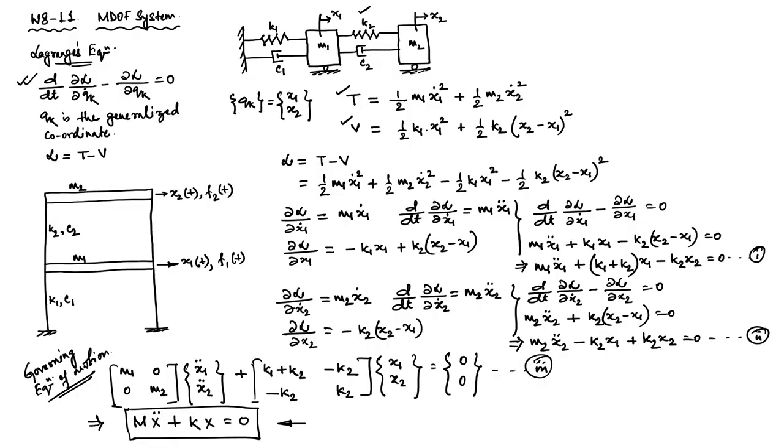So, what is the dimension of those matrices? They are actually n cross n, where n is the number of degrees of freedom. In this case, we have 2 degrees of freedom. So, m and k matrices are 2 cross 2 matrices.